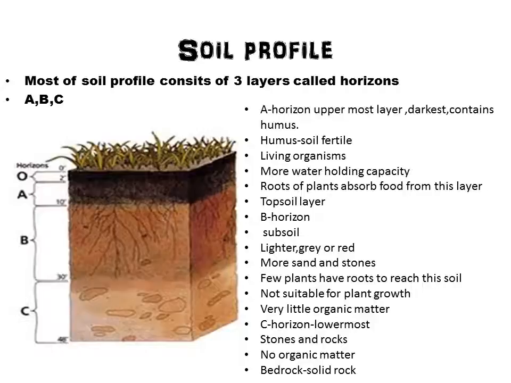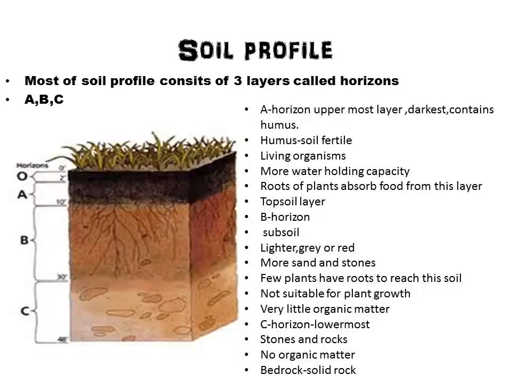So from the diagram you can make out that the B horizon is called subsoil. It is the middle layer. It is lighter than the A horizon, generally grey or red in color. It has more sand and stones. Only a few roots of plants reach this layer. It is not suitable for plant growth and it has very little organic matter.